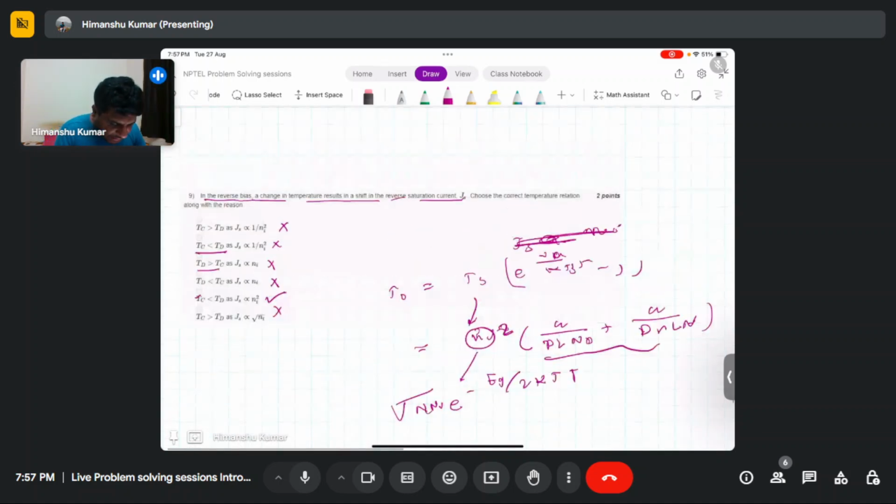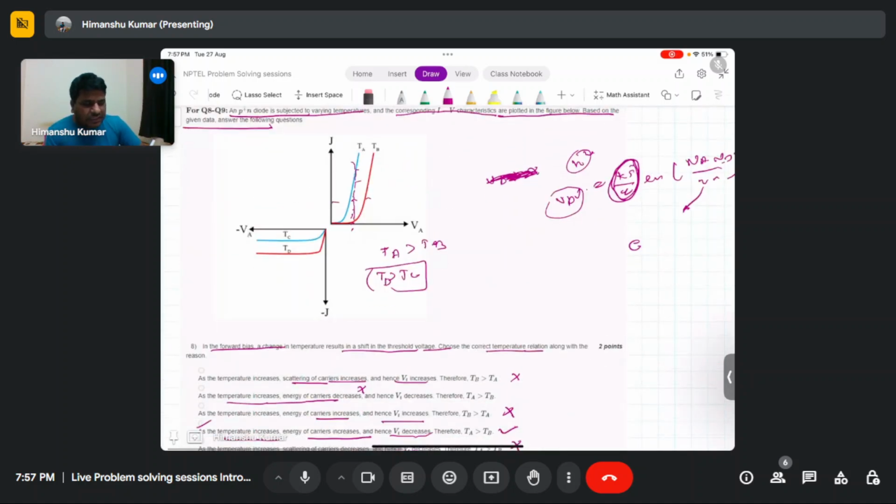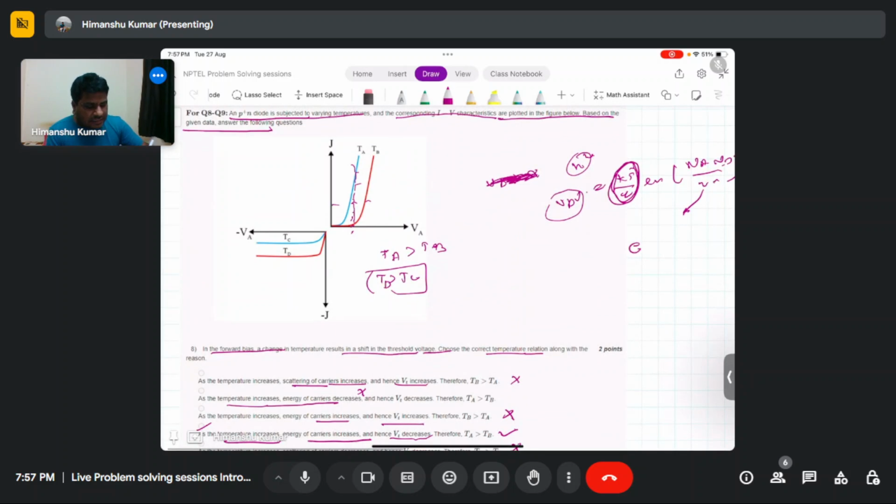What is TC and TD? Basically, you can see this hypothetical scenario. Corresponding to this curve, the temperature is TC, which is the lower temperature, and corresponding to this curve, the temperature is TD. So basically you need to find the relation, why this curve gets shifted.